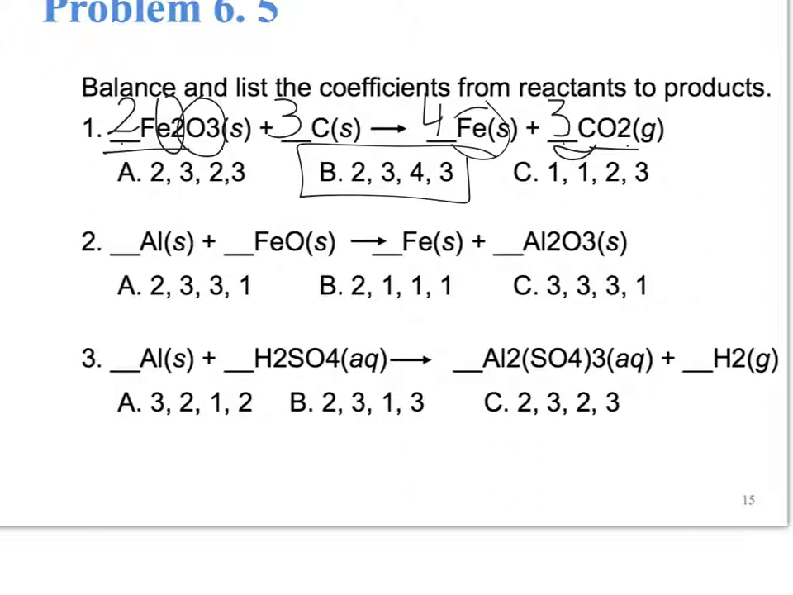We are going to leave aluminum and iron for last because they are by themselves, so they will be easier to balance. So we see here we have 3 oxygens, so if we put a 3 here, now the oxygens are balanced, 3 oxygens on each. That means 3 irons here and then 2 aluminums here. So the answer is 2, 3, 3, 1. A.